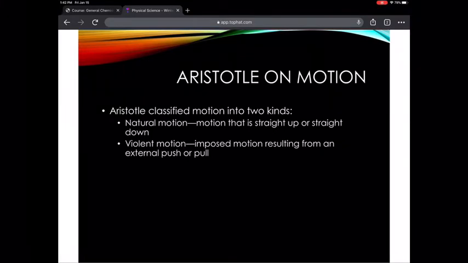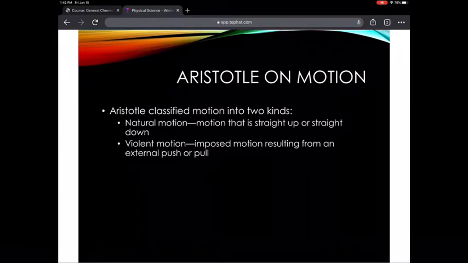Violent motion is imposed motion resulting from an external push or pull. So think of violent motion as hitting a ball with a baseball bat, or pushing a cart along a street or something like that. There's direct motion from one object pushing or pulling on the other thing. So violent as in force, a push or a pull is being applied, not violent as in, like PG-13 movies or something like that.